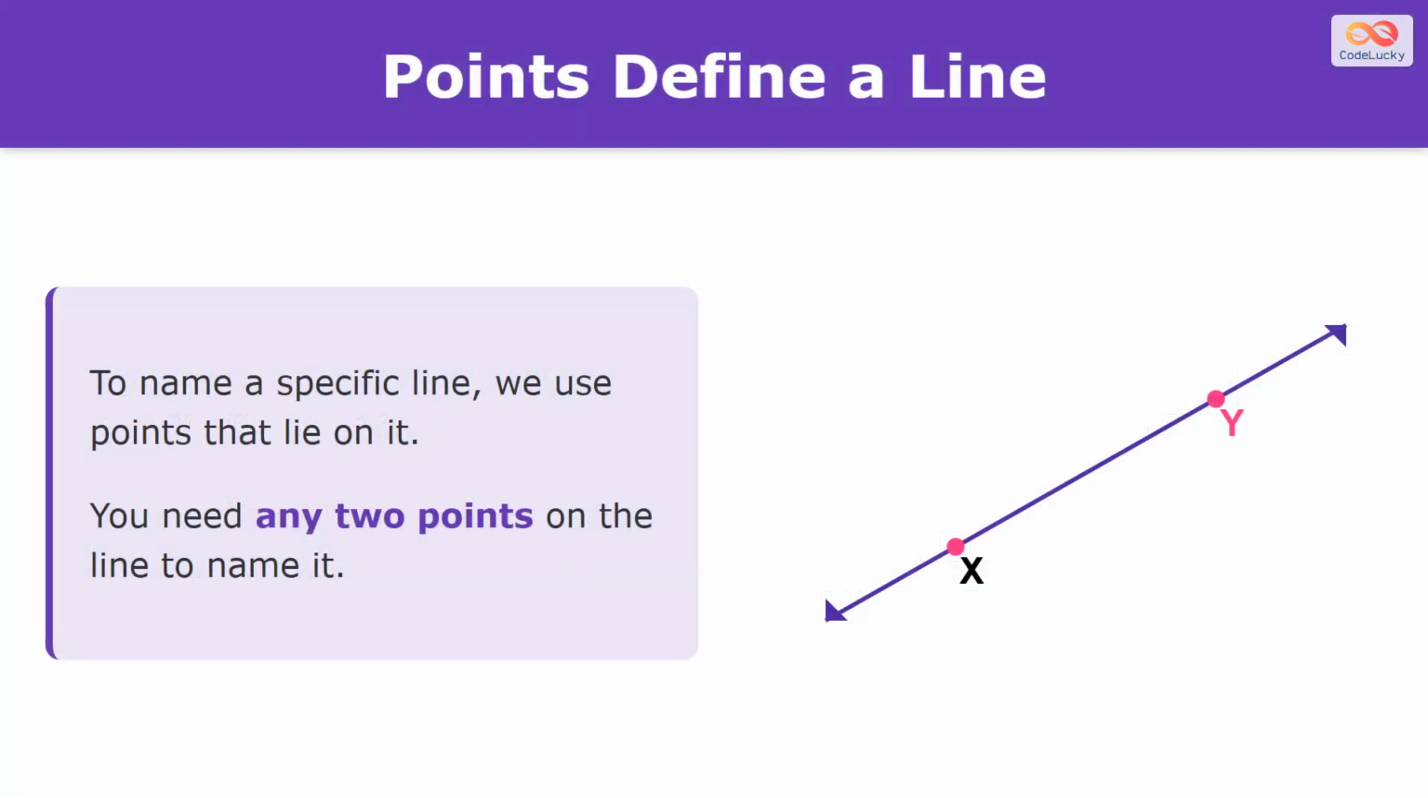Since lines go on forever, we cannot measure them. However, we can identify them using points. Any two distinct points located on the line are sufficient to name it. Let's look at points X and Y on this line.